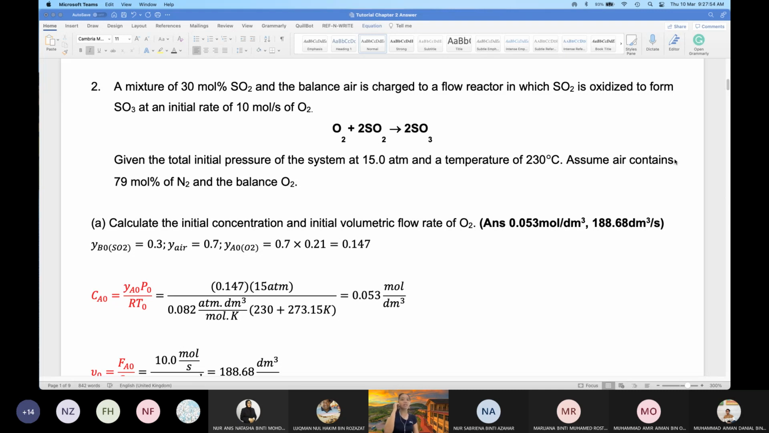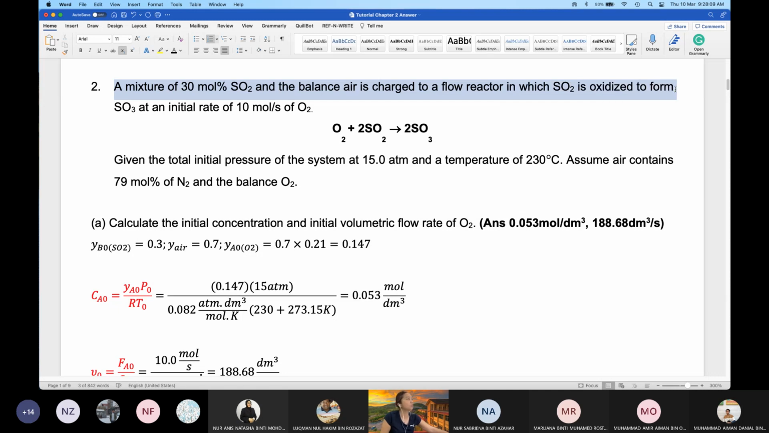Okay, so let us go to the second question. The second question says, a mixture of 30 mole percent SO2 and the balanced air is charged to a flow reactor in which SO2 is oxidized to form SO3 at the initial rate of 10 mole per second of O2. Okay, so you see from the very first question, you have a few information you need to digest. So first information, dia kata charge to a flow reactor. Initially yang masuk dalam reactor tu consists of 30 mole percent SO2 dan balance dia air.